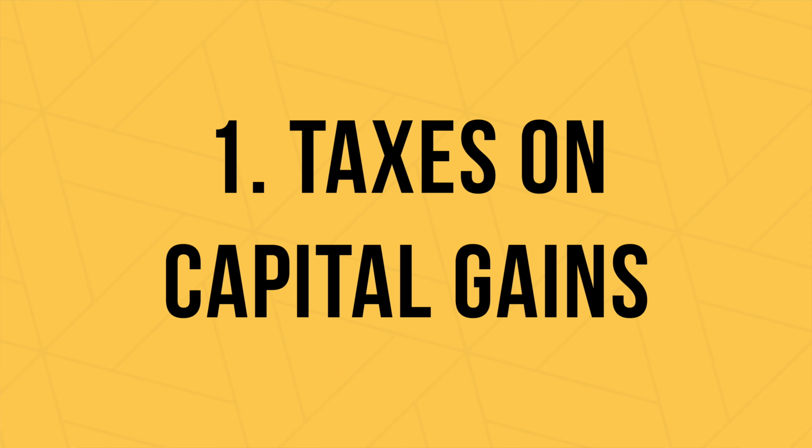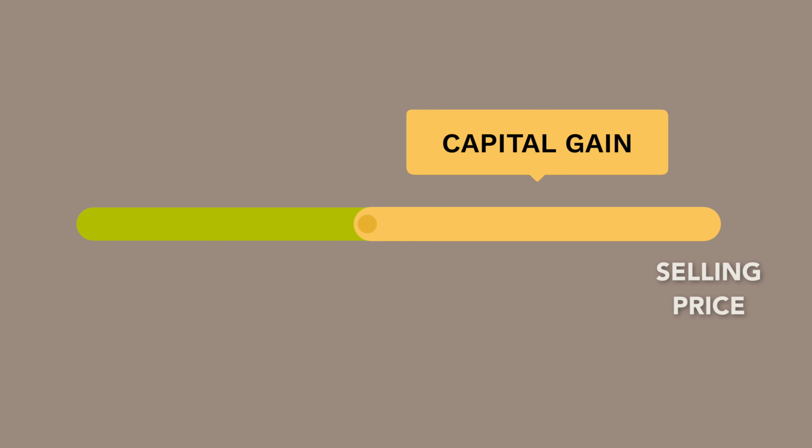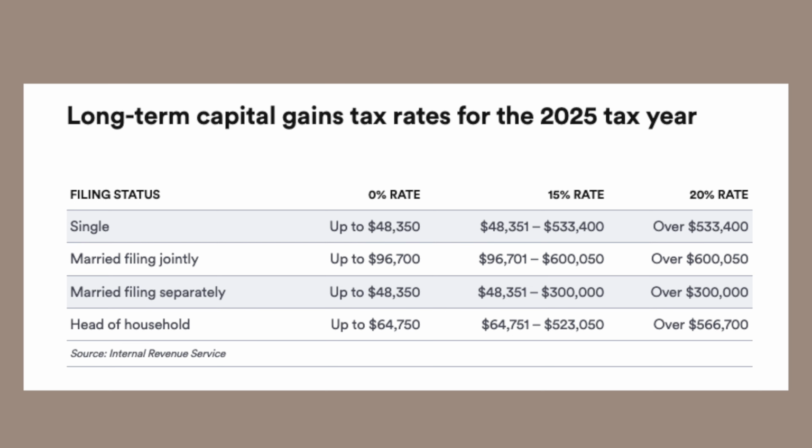First, you pay taxes on realized gains, the profit you make when selling an investment for more than your initial purchase price, also called the basis. If you sell within a year of the purchase, you'll pay short-term capital gains rates, which match your regular income tax rate. But if you hold for more than a year, you'll qualify for the more favorable long-term capital gains rates of 0%, 15%, or 20%, depending on your taxable income.